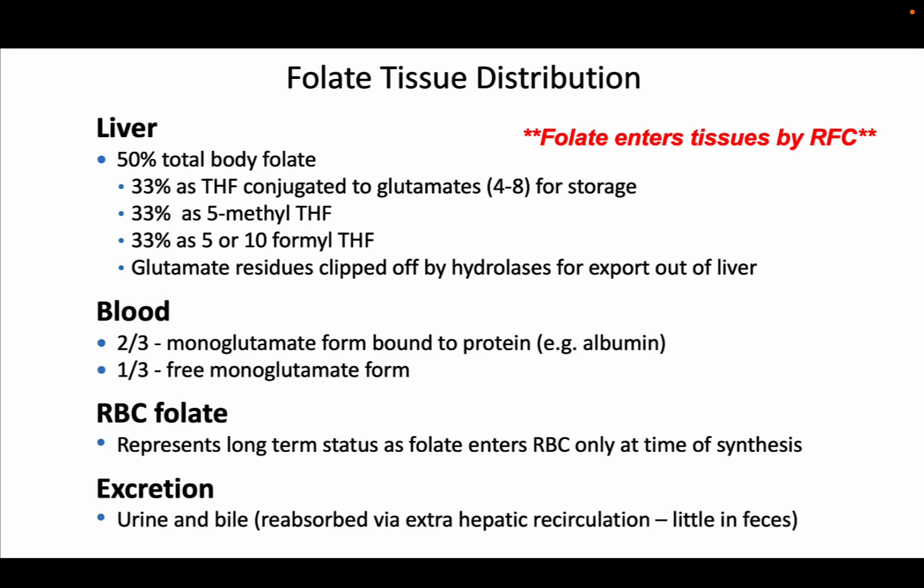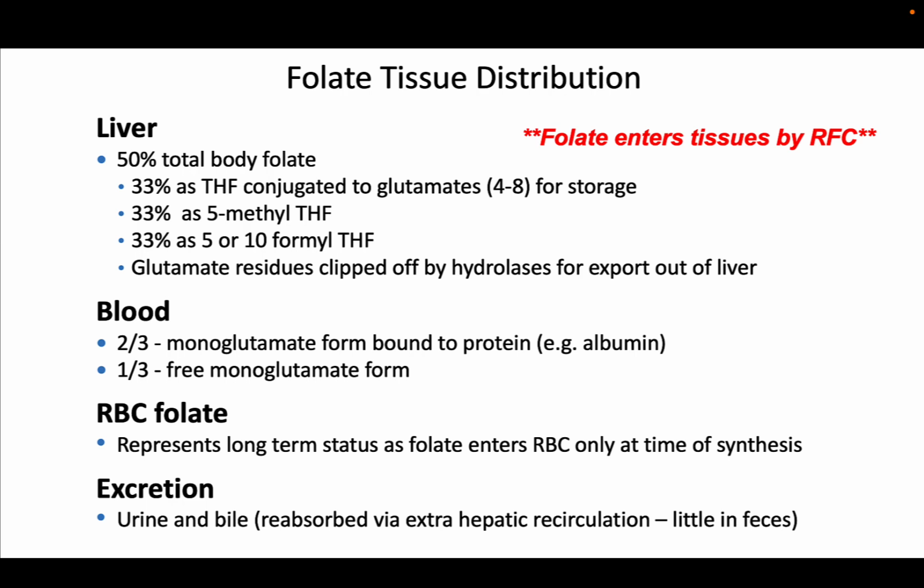In the blood, 2/3 of the folate will be the monoglutamate form, which is already bound to a chaperone protein, so albumin is a big carrier for folate. And then the other third will just be free monoglutamate without any carrier.